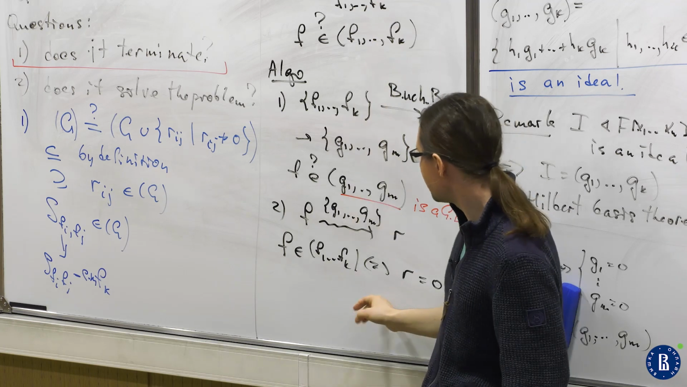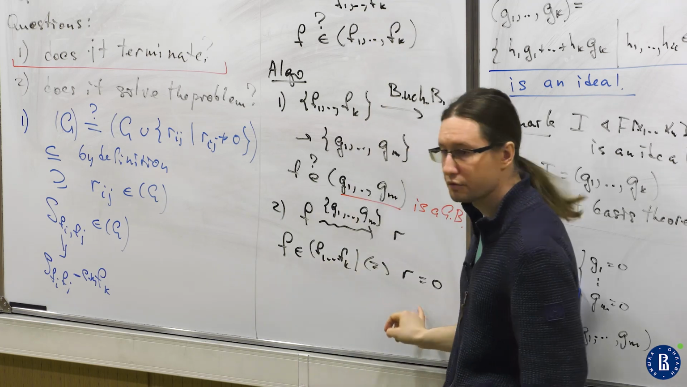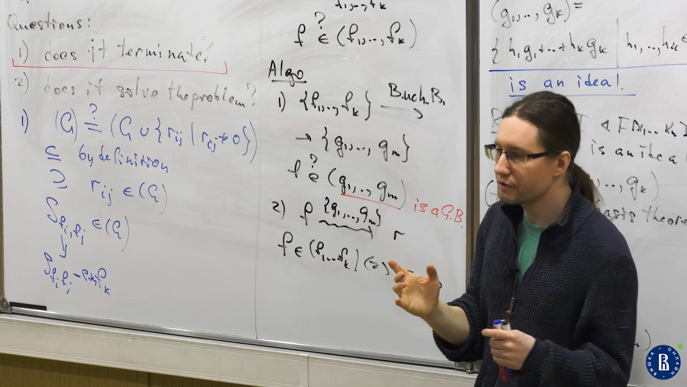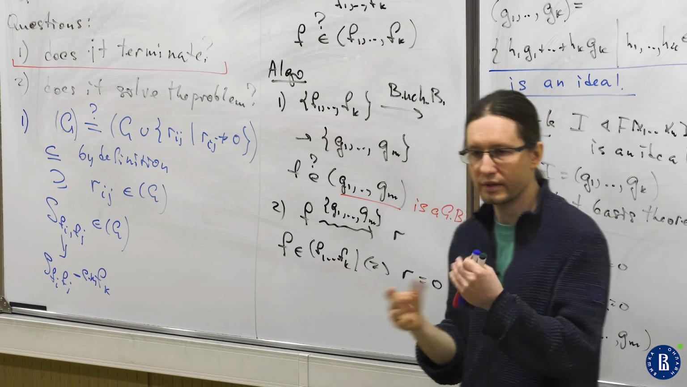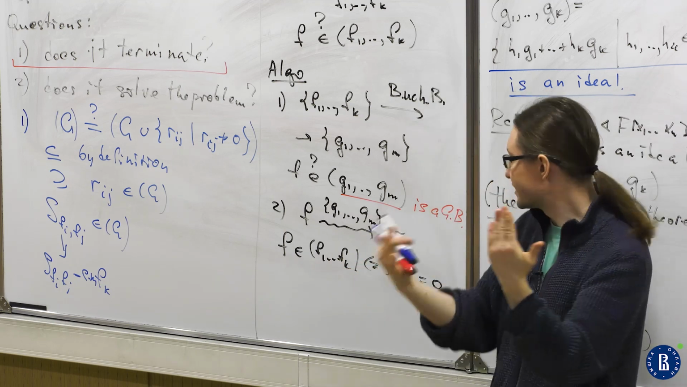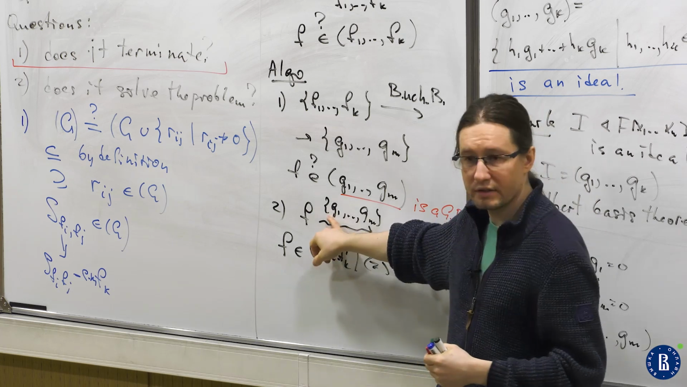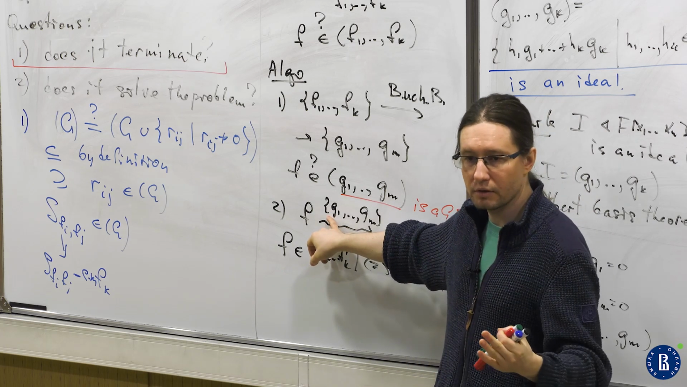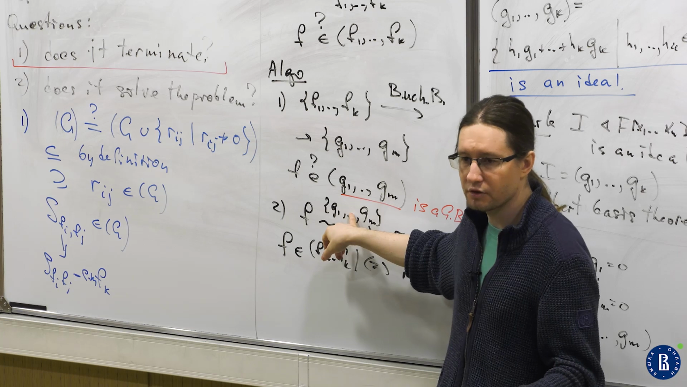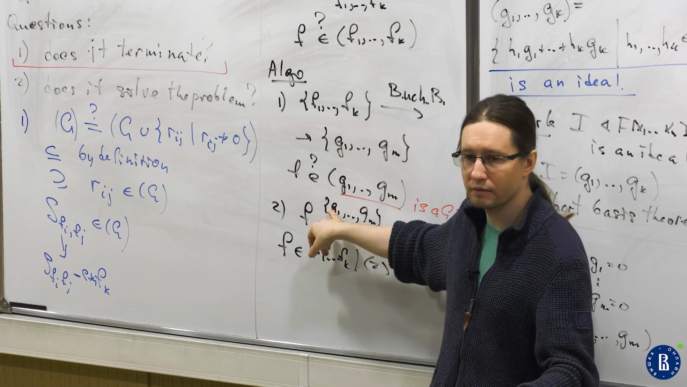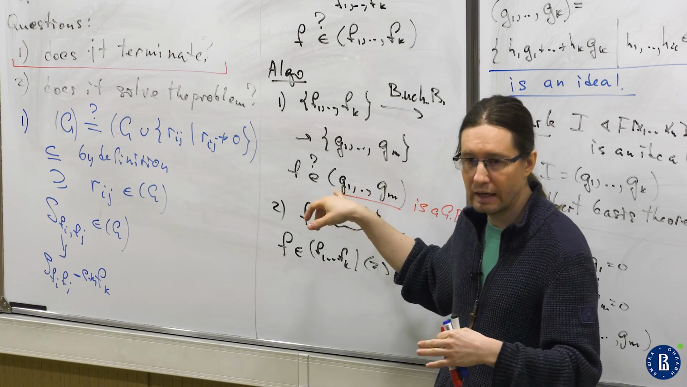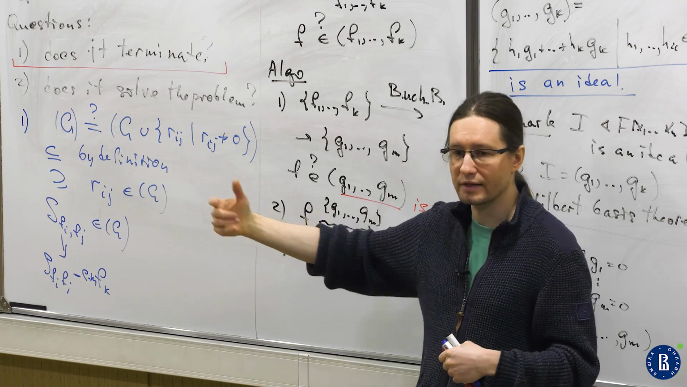You see, what does it mean that f can be reduced to 0? By definition, how do we apply reduction? We take the initial polynomial f, and we subtract g1 with some coefficient and monomial. We subtract g2 with some coefficient and monomial. Then probably again g1, then g5, etc. And at the end, we will get 0.